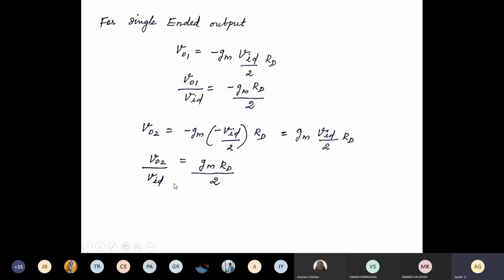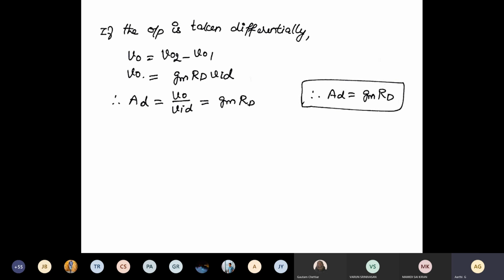When we take the difference, that is V01 minus V02, then we can calculate the double-ended case. So now we are going to take the differential output. When we take the difference, we are going to have the gain AD. AD is the differential gain, which is V0 by VID. It is GM into RD. So take V02 minus V01 and it is GM into RD. So this is the gain for the double-ended case.